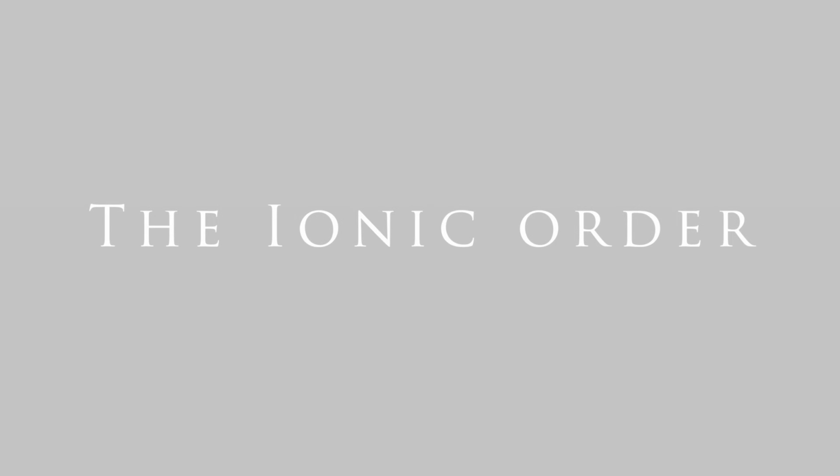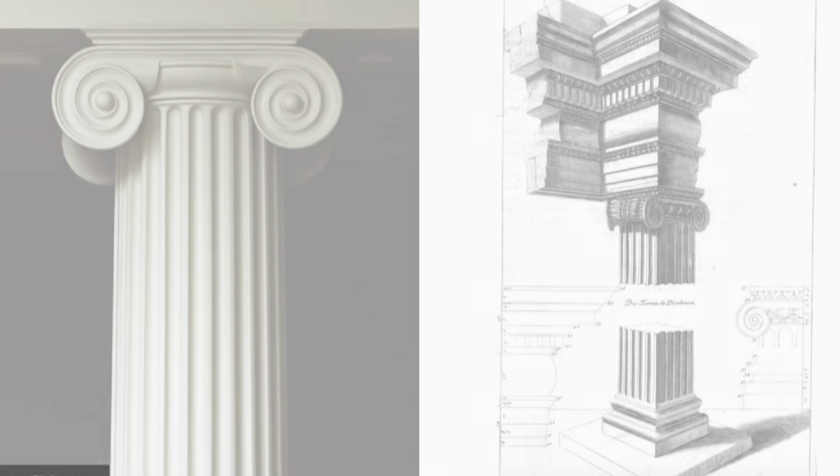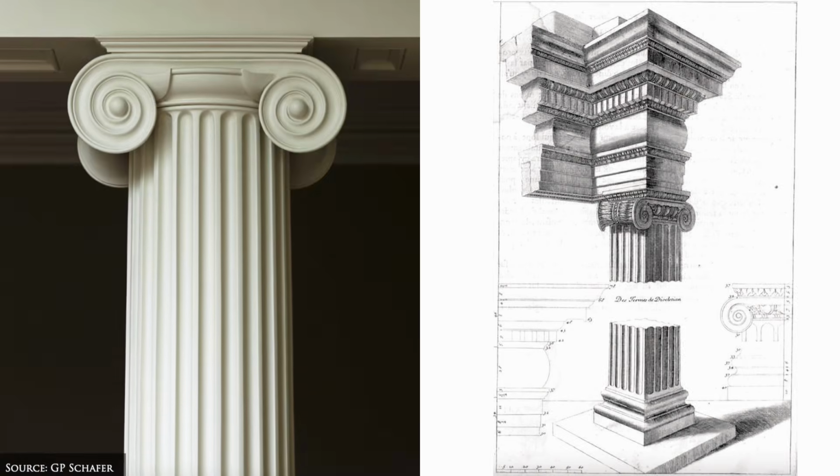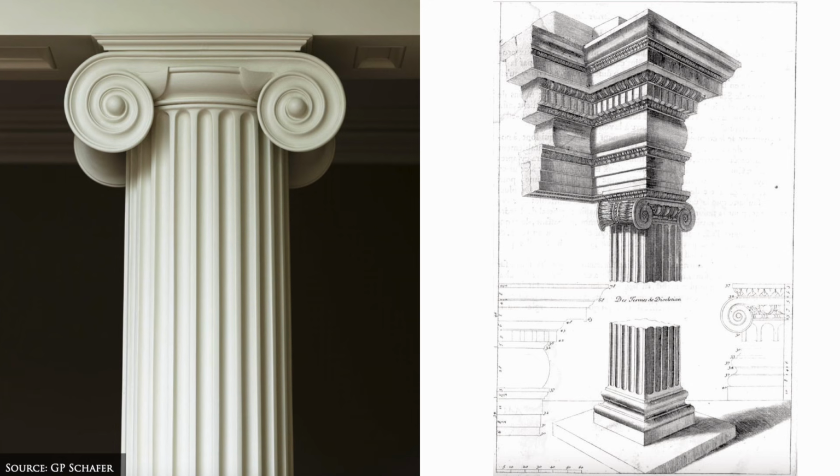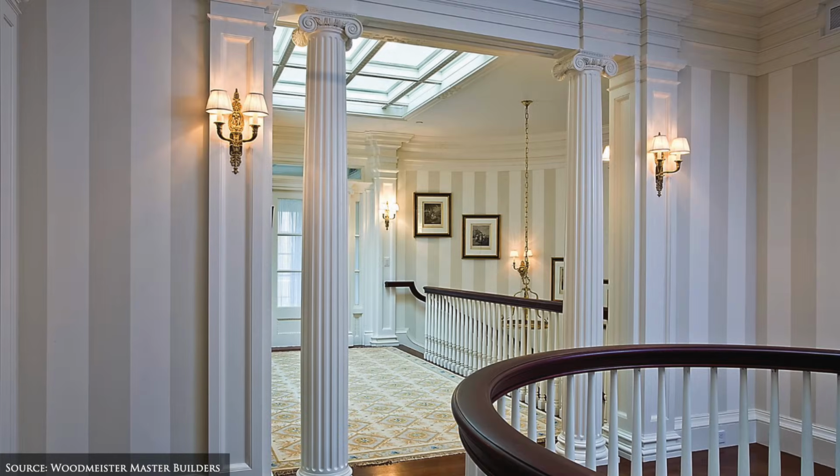The Ionic order. The Ionic order is slender and more ornate than the Doric, featuring a distinct base and column capitals that include scroll-like shapes, also known as volutes, which spiral in on either side of the capital.